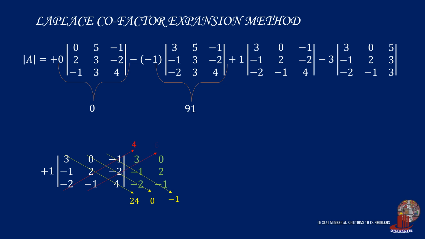The second anti-diagonal has -1 with -2 times 3 to have 6. Then 4 times -1 times 0 is 0. Simplify the products and have 24 plus 0 minus 1 minus the quantity of 4 plus 6 plus 0. This is reduced to 1 times 13, or positive 13.